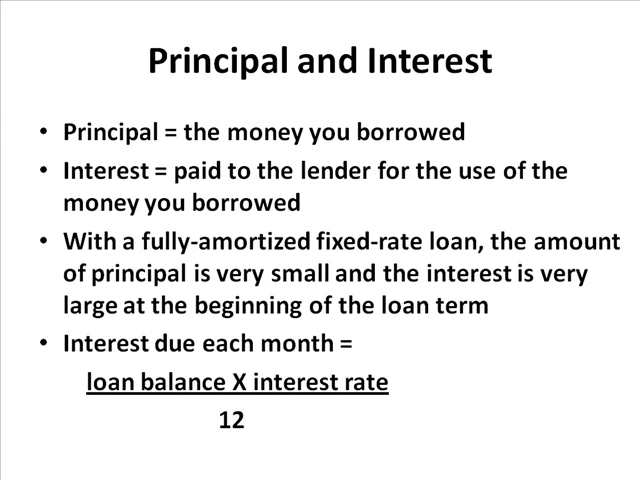First, let's talk about principal and interest. Principal is the amount of money that you have borrowed. Interest is the money that is paid to the lender for the use of the money that you have borrowed. With a fully amortized fixed-rate loan, the amount of principal is very small and the interest is very large at the beginning of the loan term. The formula to figure out how much interest you're paying each month is pretty simple. It's the loan balance times the interest rate divided by 12.